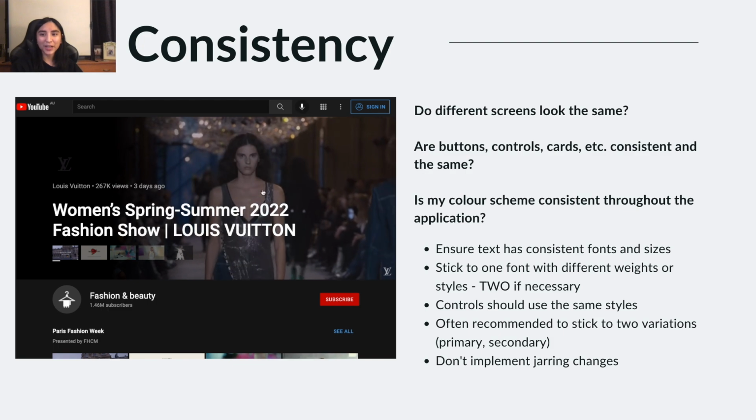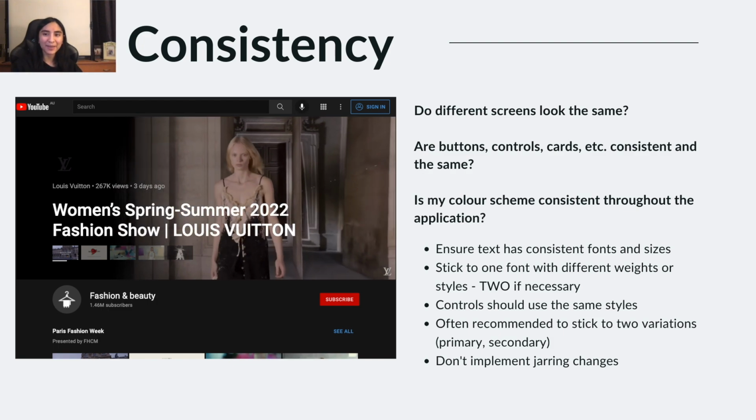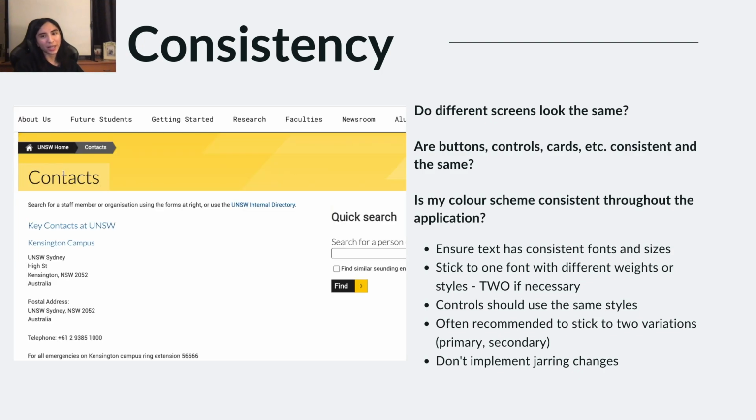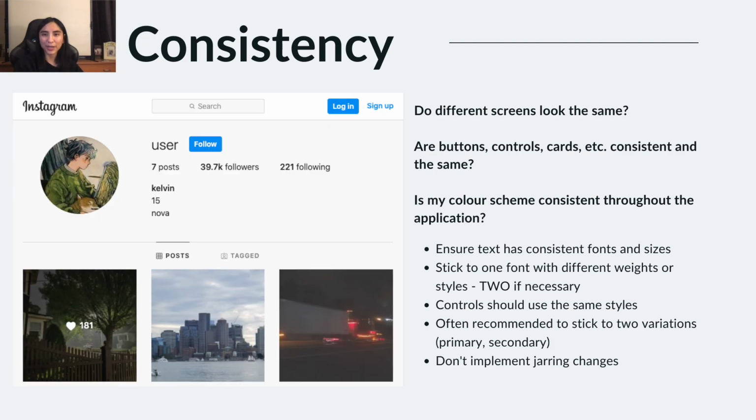So it's good to have a consistent color scheme and consistent layout throughout your application. Often it's best to stick to one font and then have different weights or styles for them, or you could go with two if necessary. You don't have to stick to that, it's just a recommendation. The UNSW Contacts website is a bad example of this. They have a lot of different fonts going on, and so I do not recommend that. For buttons, often it's recommended to stick to two different variations, so primary and secondary, as shown in Instagram here.